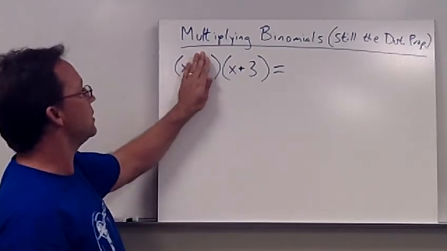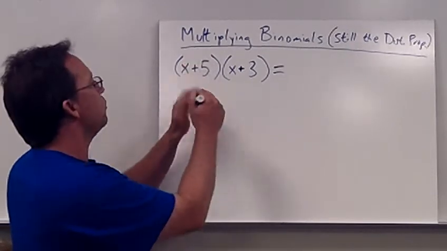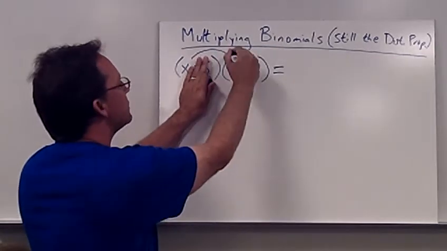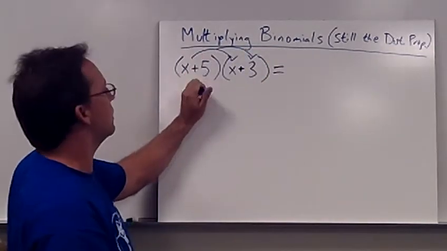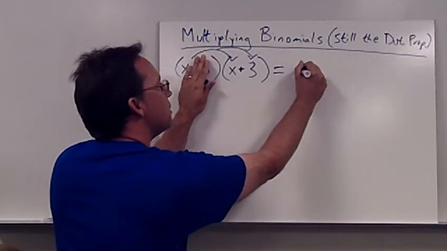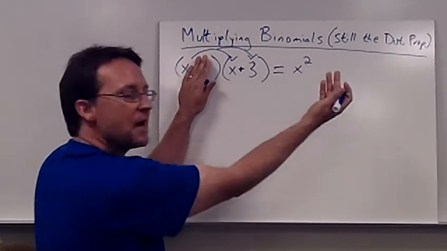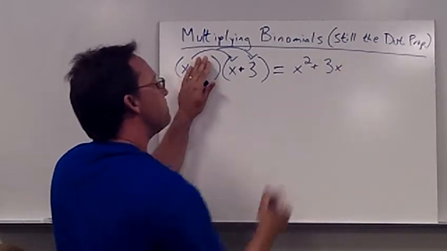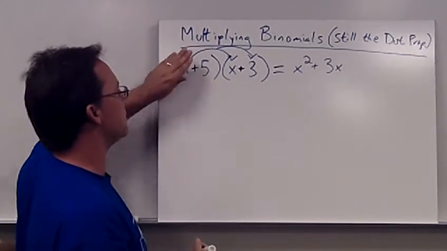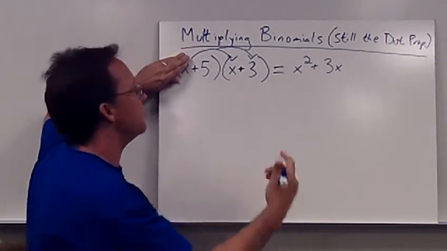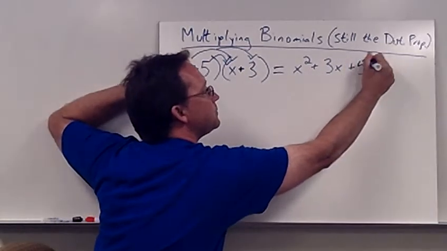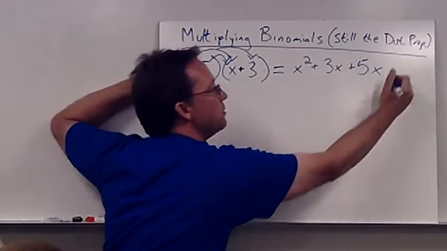So what we want to do is distribute each of those terms. We want to do x times x and x times a positive 3, just ignoring that other plus 5 for a second. x times x would give us x squared. x times a positive 3 would give us plus 3x. All right? Now, let's look at that other term, that plus 5. We're going to take that positive 5 and use the distributive property there. We're going to do 5 times the x, a positive 5x. And then 5 times 3, we've got a positive 15.